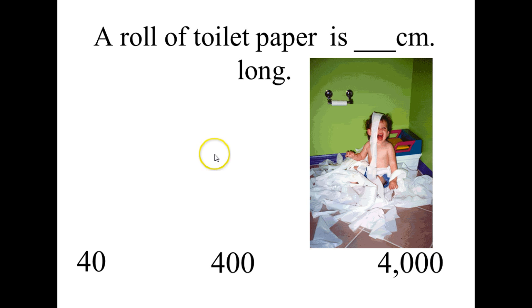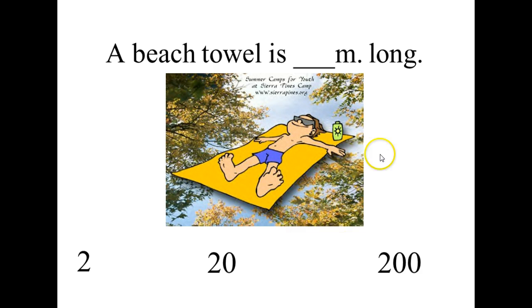Everybody always has fun with the toilet paper when they're little, don't they? So the entire roll of toilet paper, how many centimeters long? 40, 400, 4,000. If it's 40 centimeters, that's less than 1 meter. That's not very far. 400 centimeters sounds like a lot, but that's only 4 meter sticks. That would basically reach across your living room. 4,000 is the one that's correct.